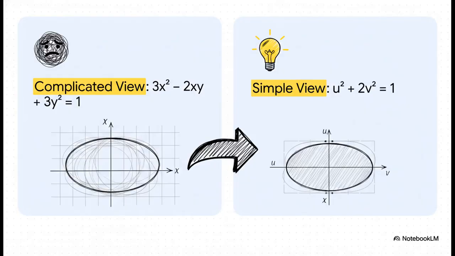And here it is. This is the payoff. On the left, you've got our original complicated equation. But when we switch our perspective, when we change our coordinate system so it lines up with the eigenvectors, those natural axes we just found, the equation totally transforms. That messy cross term just vanishes. And what are we left with? The simple, elegant equation on the right. Now that is an ellipse we can all recognize and easily draw.